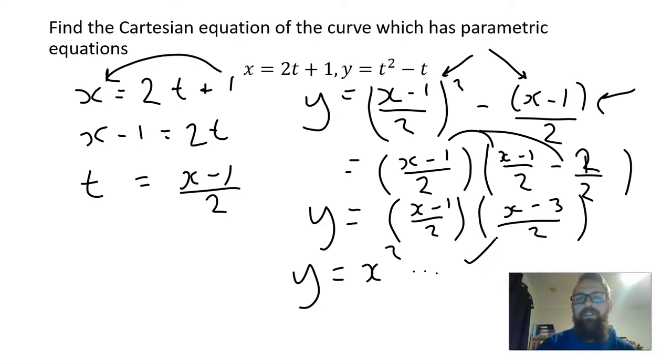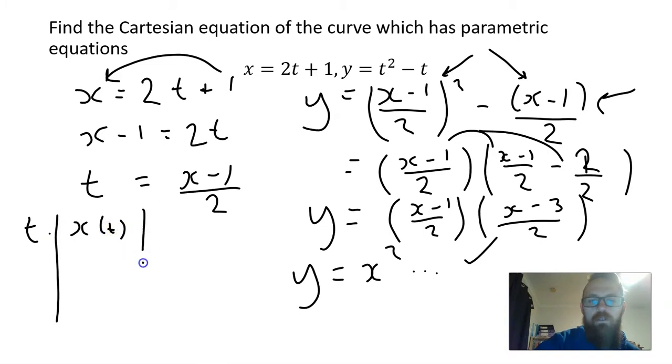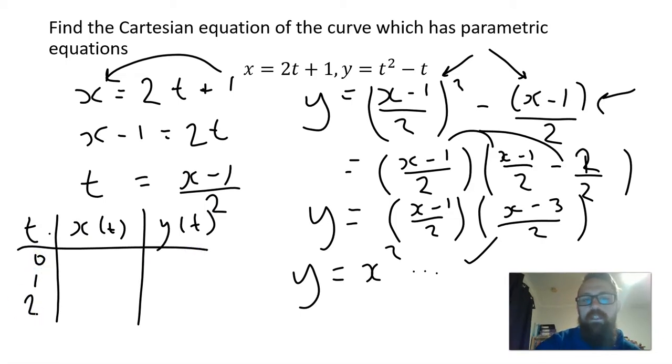But if you wanted to graph this without changing to Cartesian form, we need to create a table of 3 columns. Now, as our t changes, we can substitute it in for our x, so our x up here. So if we put 0 in, we're going to be left with 2 times 0, 0 plus 1 is 1. And our y is going to be 0 plus 0, which is 0. So our first point on our graph would be 1, 0.